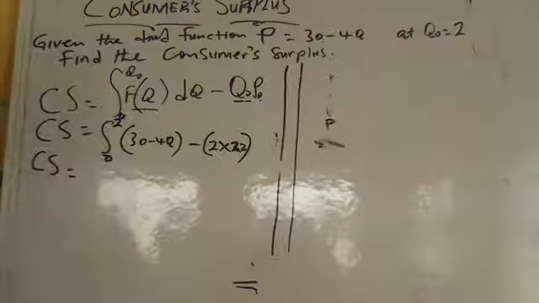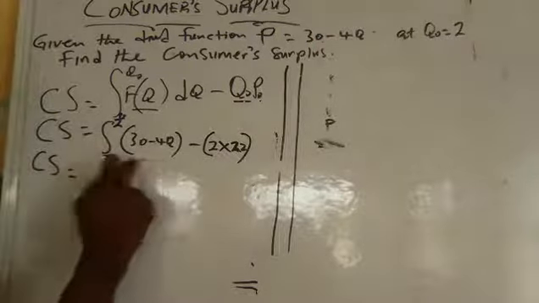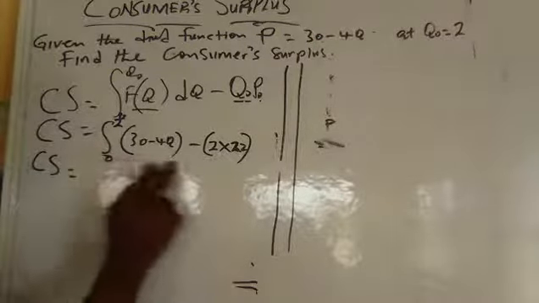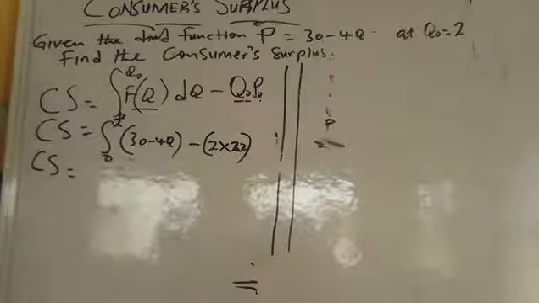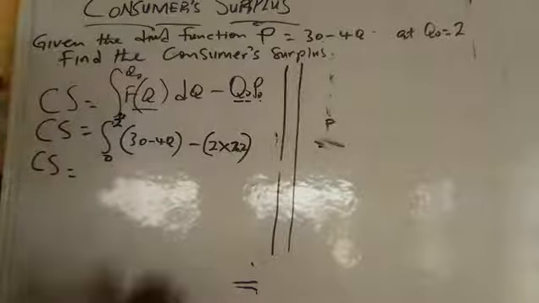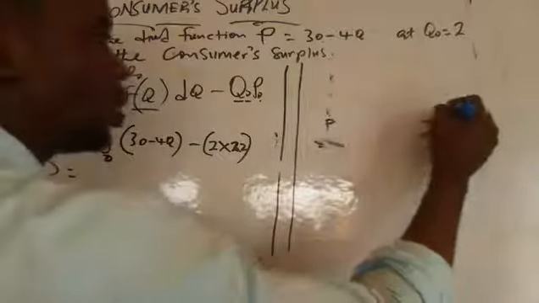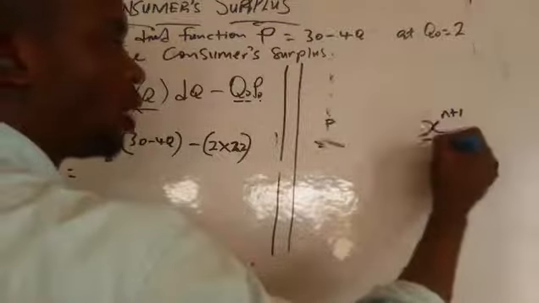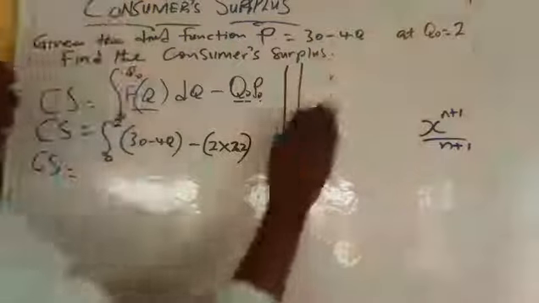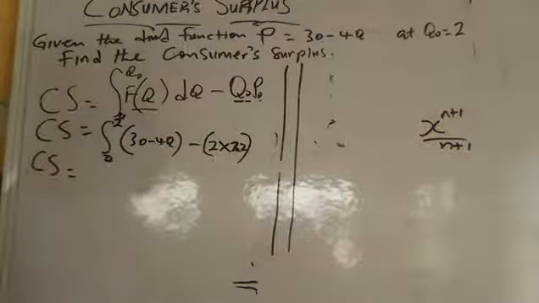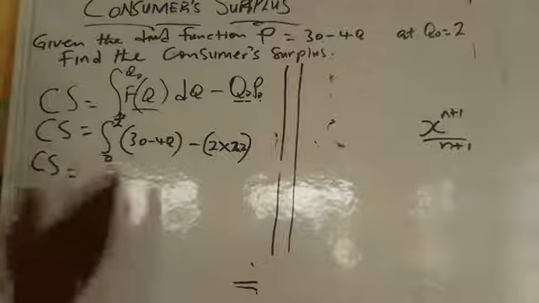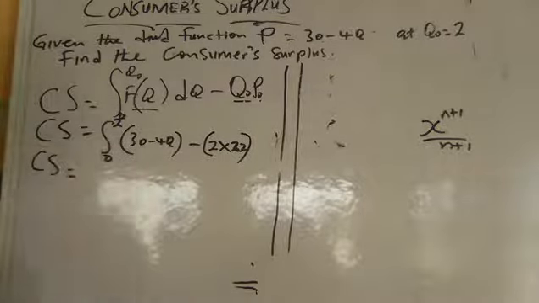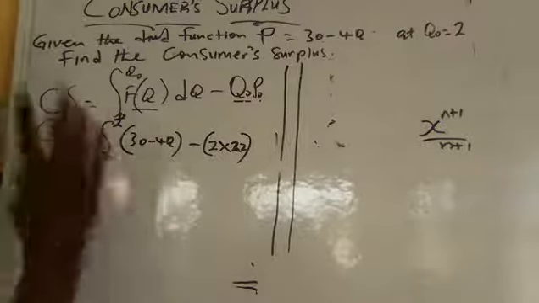Now, all you have to do is find the integration of this, the integral value of this demand function. To find the integration of this, the formula I use is x raised to the power n plus 1 over n plus 1. And don't forget that anytime you are finding the integral of a particular function, we are going to add the letter used in the question to it.